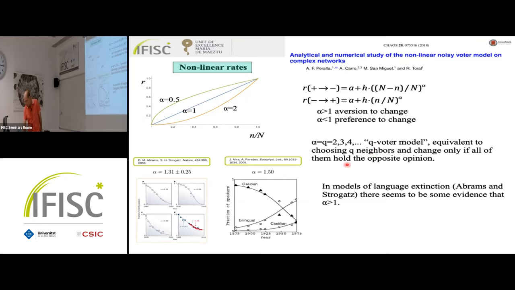There have been applications of this model in which the two states are the language that people speak. There have been even attempts to fit the dynamics of the model to some cases of Galician and Gaelic, and it has always been found that this alpha is greater than one. So people are reluctant to change the language they speak.